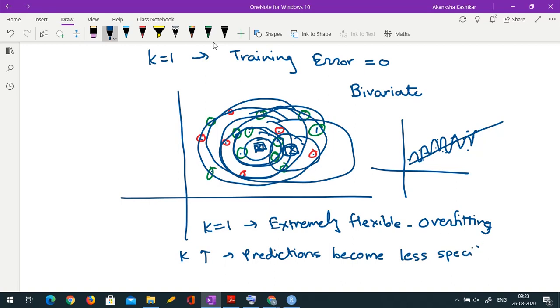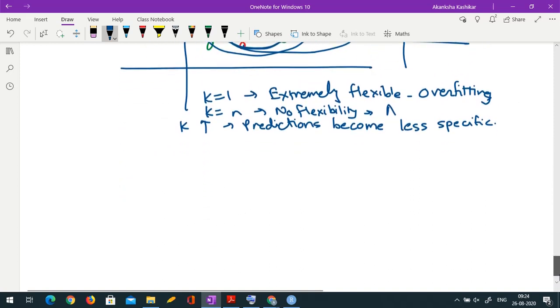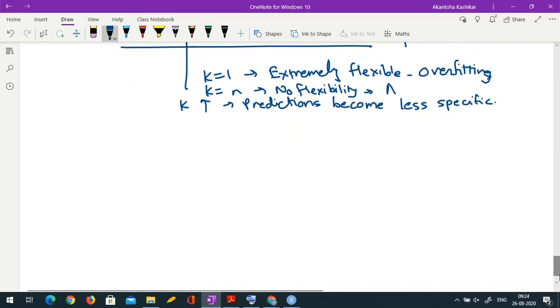Are you getting what I am trying to say? It is as if predicting everything by average of y. Something like that. So the second extreme is k equal to n. No flexibility at all. So k equal to n means what happens? For every observation, the prediction would be based on all the observations. So you will get exactly same prediction. Okay. So these are the two extremes. And of course, we are not interested in extremes.